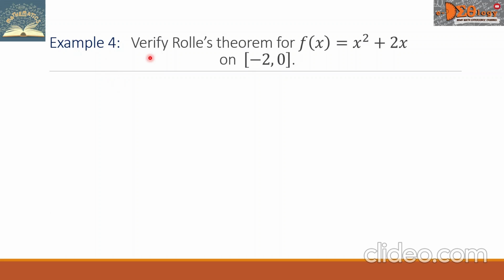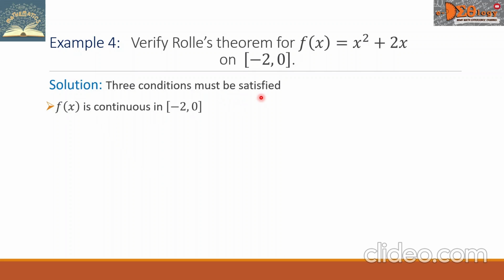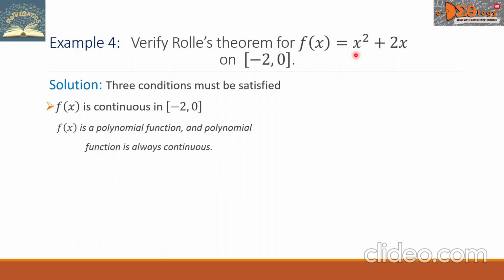Example 4. Verify Rolle's theorem for f of x equals x squared plus 2x on a closed interval from -2 up to 0. Three conditions must be satisfied. Condition 1, f of x is continuous in the closed interval from -2 to 0. Our function here is a polynomial function. So, we write f of x is a polynomial function, and polynomial function is always continuous. So, condition 1 is satisfied.